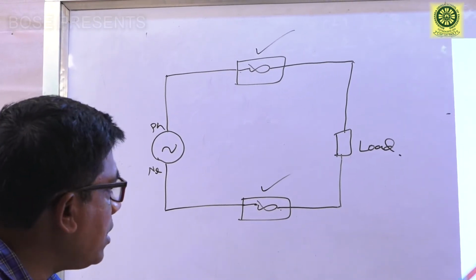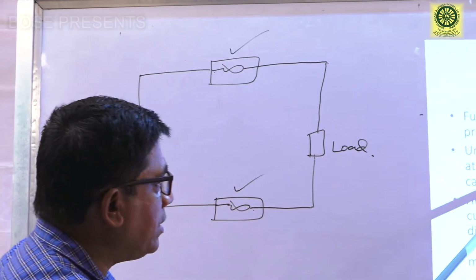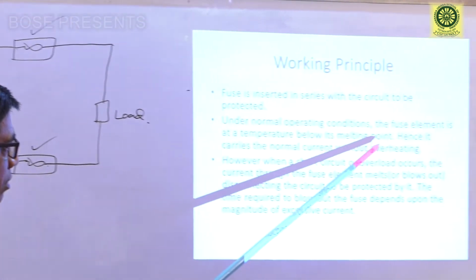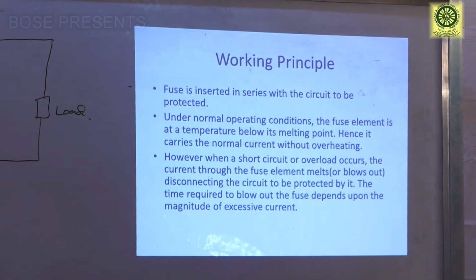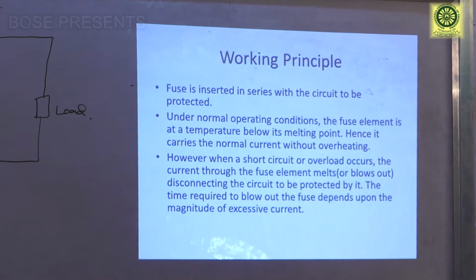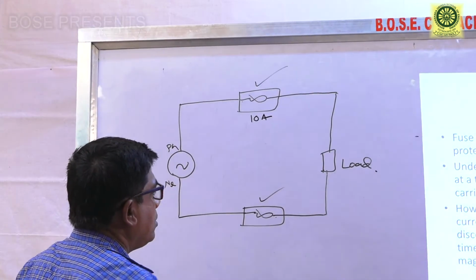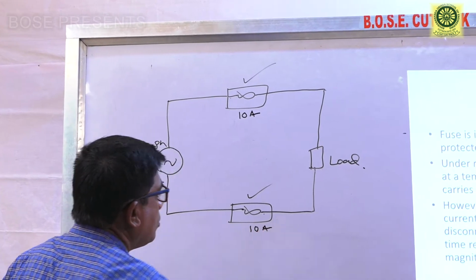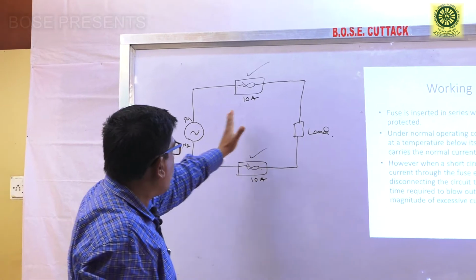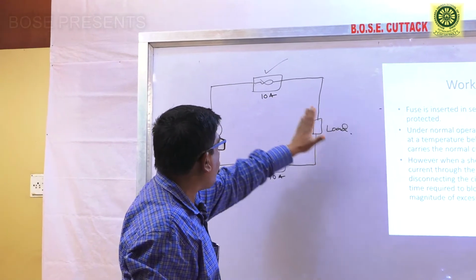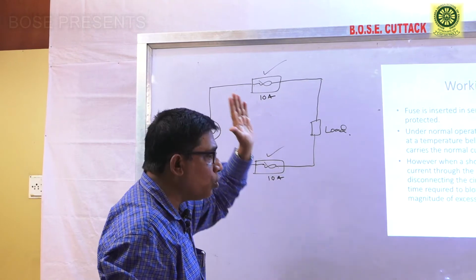So actually what happens? Now under normal operating condition, the fuse element is at a temperature below its melting point. Hence it carries the normal current without overheating. What is the meaning? Now for example, this is a 10 ampere fuse. So up to 10 ampere, load can take current up to 10 ampere and it will give protection up to 10 ampere.